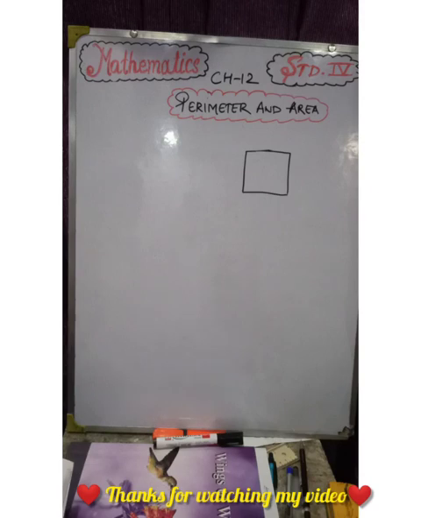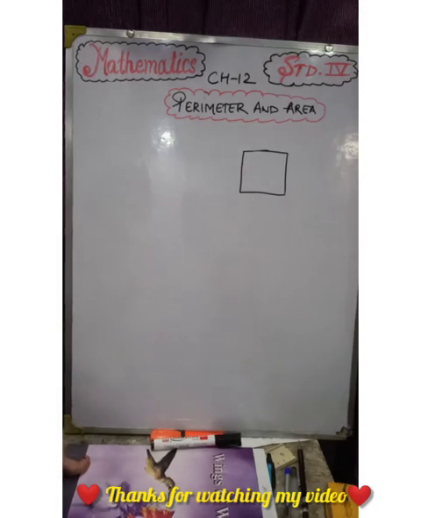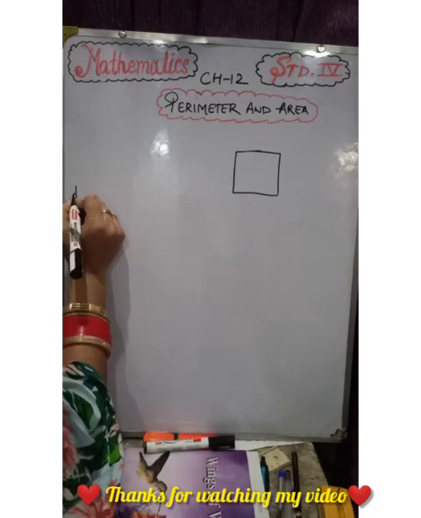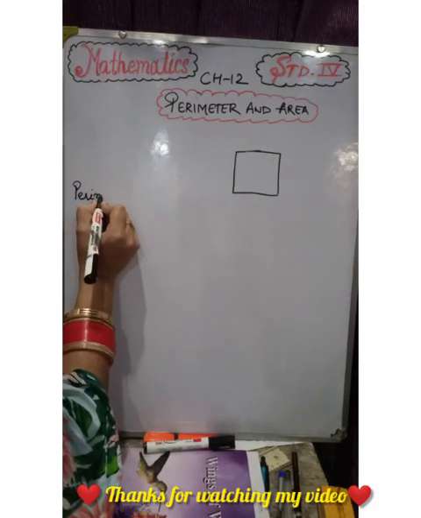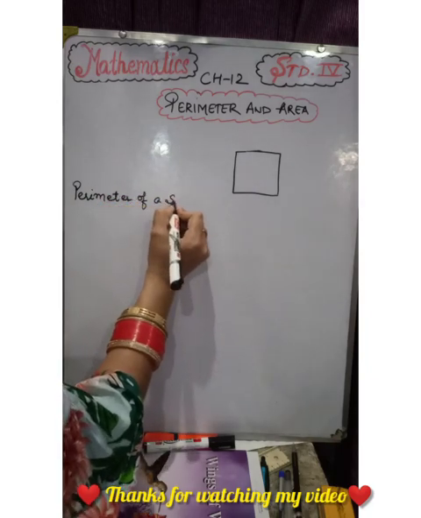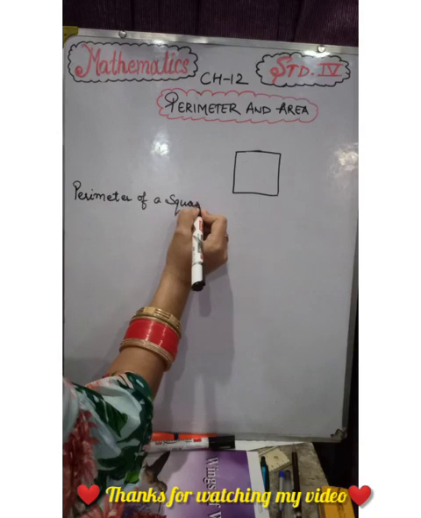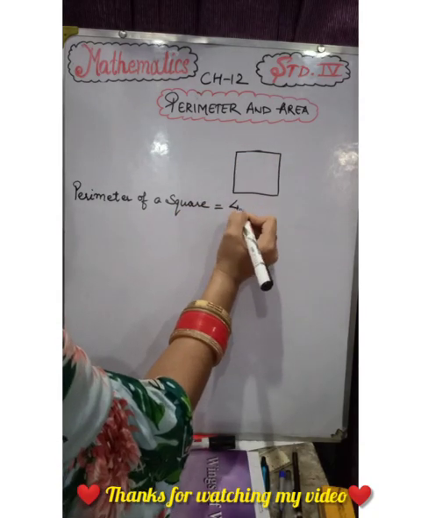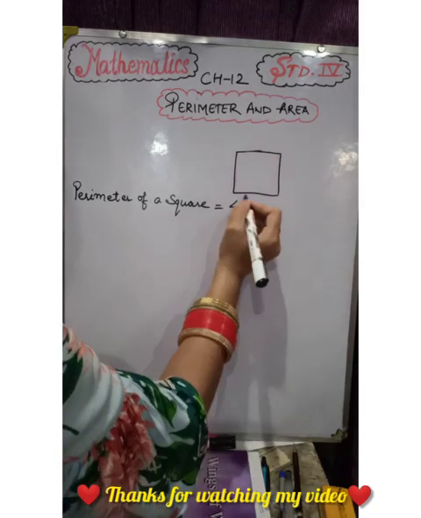In a square, as you know, all the sides are equal. How many sides are there? 4. 4 sides. So it means all the sides are equal. The formula is perimeter of a square, because 4 sides are there, so write 4 multiply length of side.